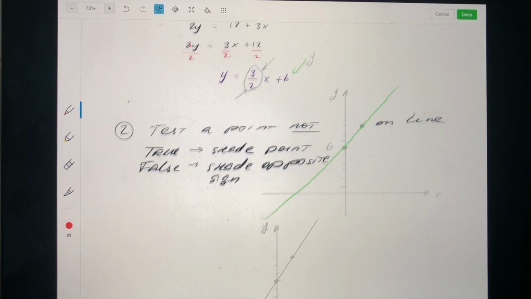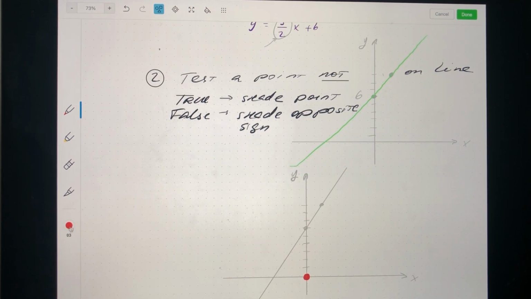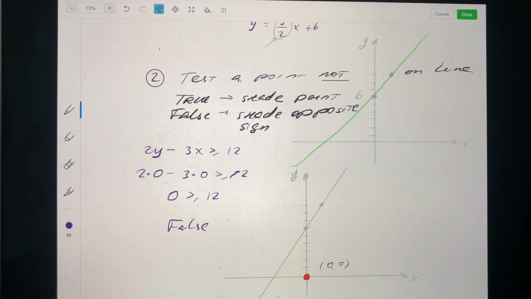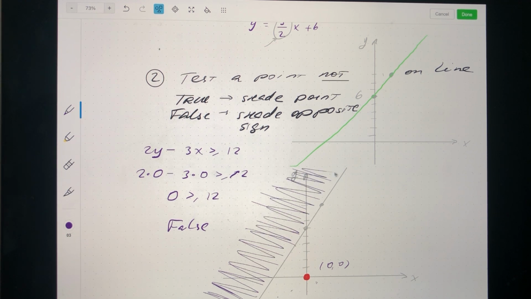So here's the original: 2y minus 3x is greater or equal to 12. Now if we are trying 0, 0, we're replacing each of the x and y with a 0, which makes 0 greater or equal to 12. Well, that's false. That is not true. So any point on this side would be false, will not work. So we now shade the other side, which is this side. And this diagram with the shading, like this, is our final answer for the homework or the test.